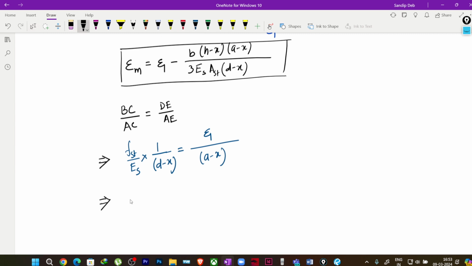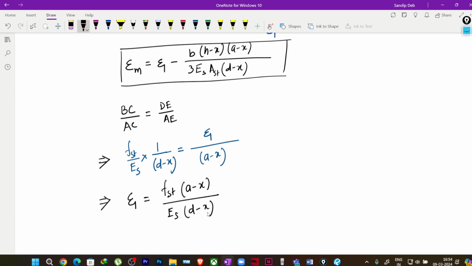So if I just write that, what is the value of epsilon 1 then? Then epsilon 1 equal to FST multiplied by A minus X divided by ES into D minus X. This is what we are going to get, right? This is what we are going to get, correct or not?